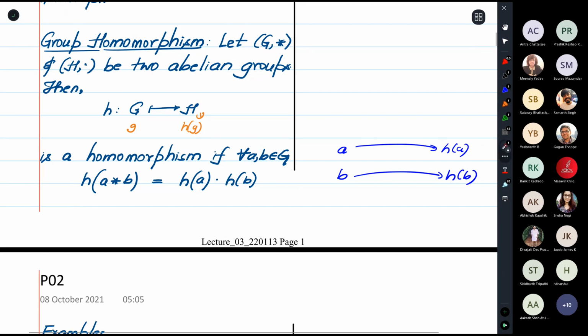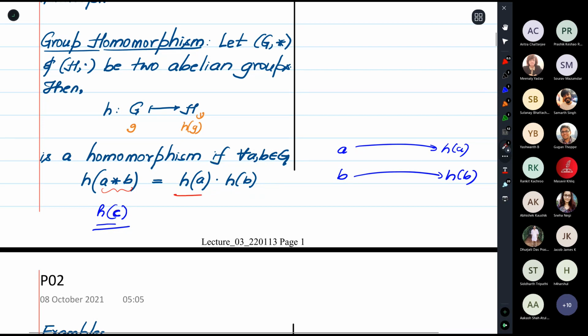So what do we insist? We are insisting that you perform the group operation on a and b. Notice that a and b belong to G, so indeed, I can perform this operation. Whatever is the result of performing this operation, let's call that c. We require that when I apply h on the output of a star b, the output should equal the relation that is written over here.